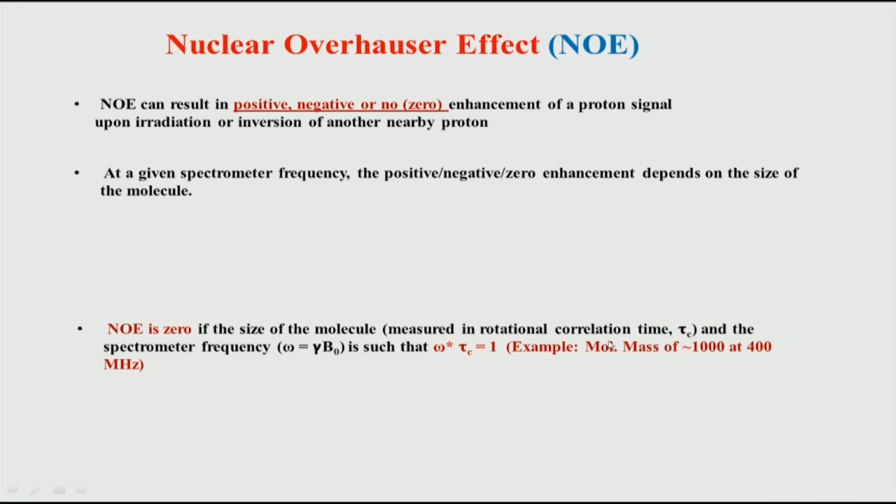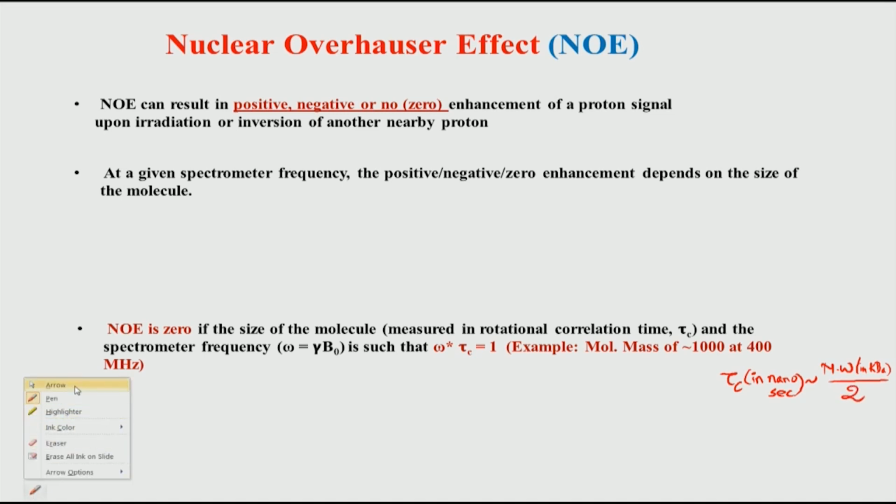Suppose you have a molecule of molecular mass 1000, let us say. Then the rotational correlation time will be measured as follows. Let me give you how it is calculated. Roughly, this is not going to be an accurate calculation. So, tau c in nanoseconds is given as the molecular weight in kilodaltons divided by 2.